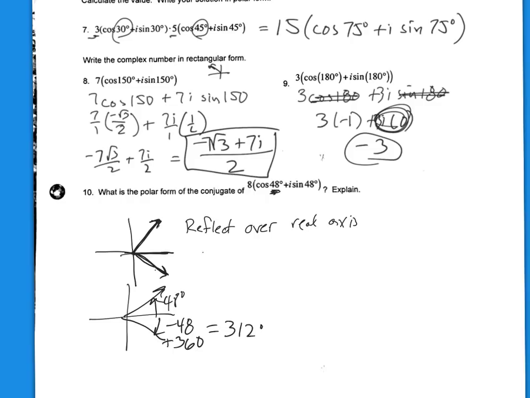For the conjugate, you don't change the length. You change the quadrant that it's in. So we've changed the quadrant by changing the angle. So the conjugate of the number would be 8, same radius, cosine of 312 plus i sine of 312. So the conjugate means just find the new angle, don't change anything else.